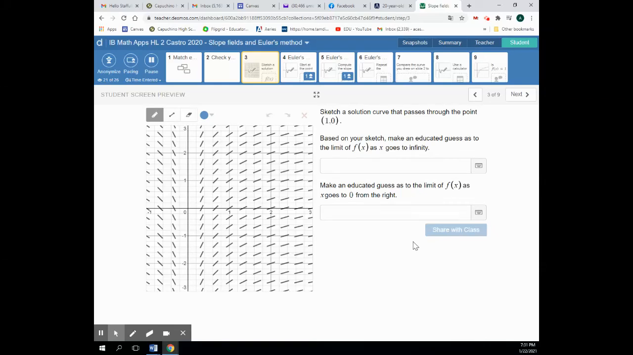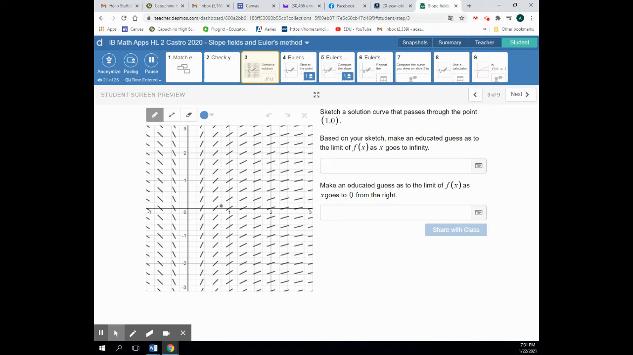Okay, here's the helper video for slope fields and Euler's method in Desmos. I'm starting on slide 3. Most people did pretty good on slide 3, but in case you were having a hard time, I thought I'd better start here. So sketch a solution curve that passes through the point 1, 0.